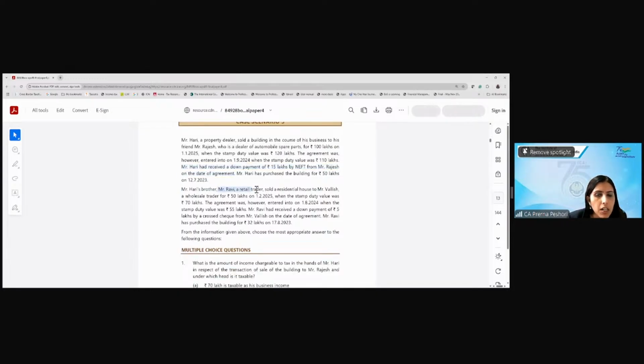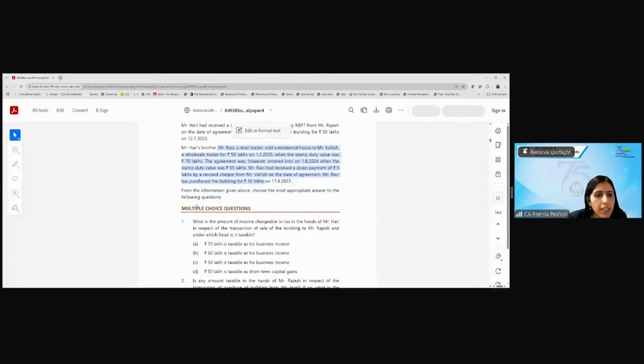Hari's brother Ravi, a retail trader, sold a residential house to Walish, a wholesale trader, for 50 lakhs on 1/2/2025, when the stamp duty value was 70. Agreement was, however, entered on 1/8/2024, when the stamp duty value was 55. Mr. Ravi had received a down payment of 5 by a cross check from Walish on the date of agreement. Ravi has purchased the building for 32 lakhs on 17/8/2023.